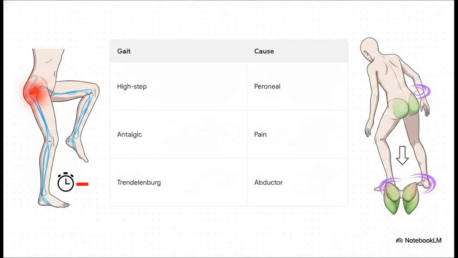Let's review these classic gait patterns. Common peroneal nerve injury presents with that classic foot drop and the high-stepping gait we just talked about. An antalgic gait is simply pain-avoiding, defined by a much shorter stance phase on the affected limb, which you'll often see in hip joint arthritis. And then you've got the Trendelenburg gait, caused by weakness or paralysis of the hip abductors, specifically the gluteus medius and minimus, resulting from superior gluteal nerve pathology.